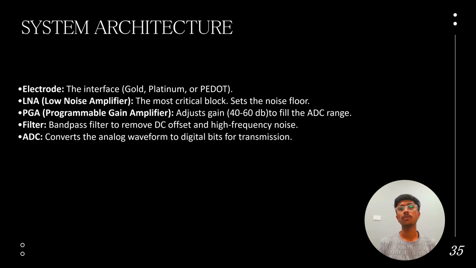This filter removes unwanted DC offsets at low frequencies and suppresses high frequency noises. Finally, the ADC or analog to digital converter converts the conditioned analog signal into digital bits. These digital signals can then be stored, processed, or transmitted for further neural analysis.